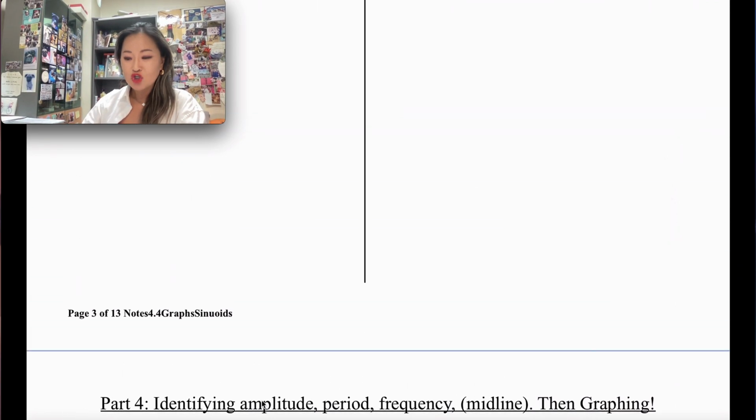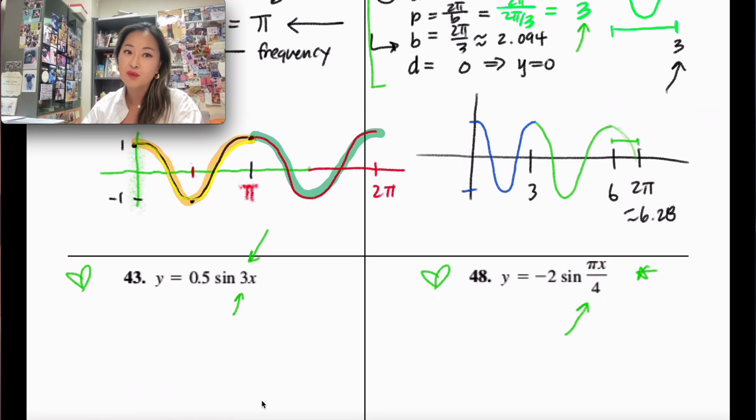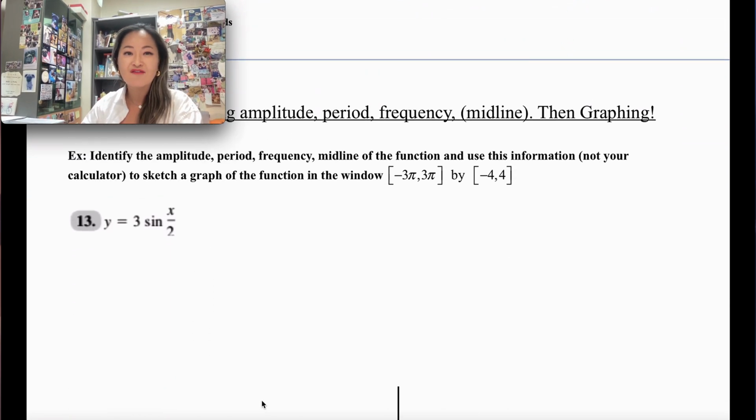Thanks for coming back. Did you cross-check your notes here? And did you identify your peanut butter for number 43 and 48? Well, let's move on to graphing.